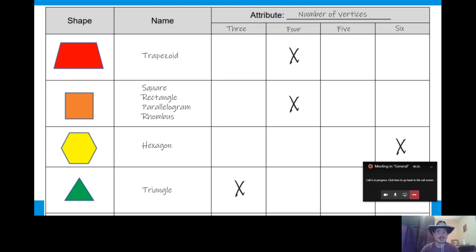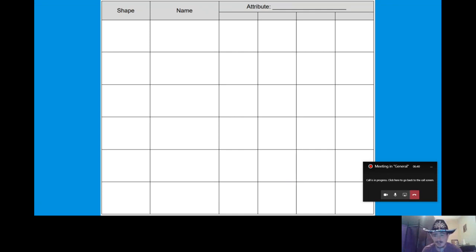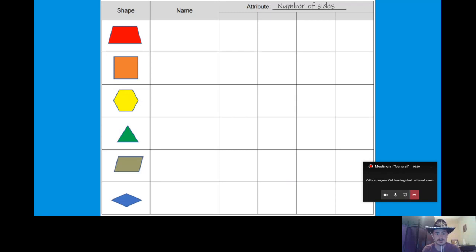So your assignment today is to do your own graphic organizer, but you're going to be using a different attribute. You're going to be using number of sides instead of vertices. And this is something you're going to do on your own. So you're going to draw in your shapes. And then you have to write the name of each shape. And then you're going to think about how many sides they all have.